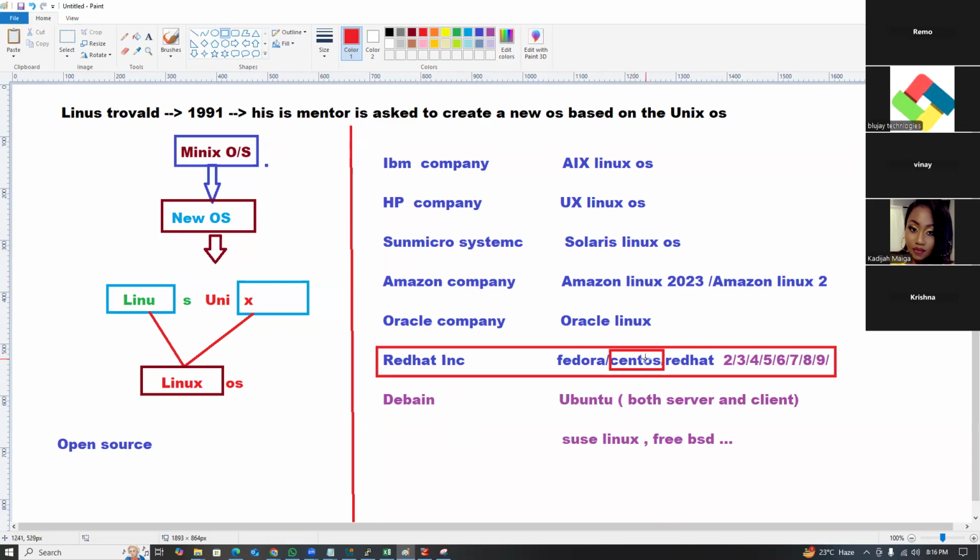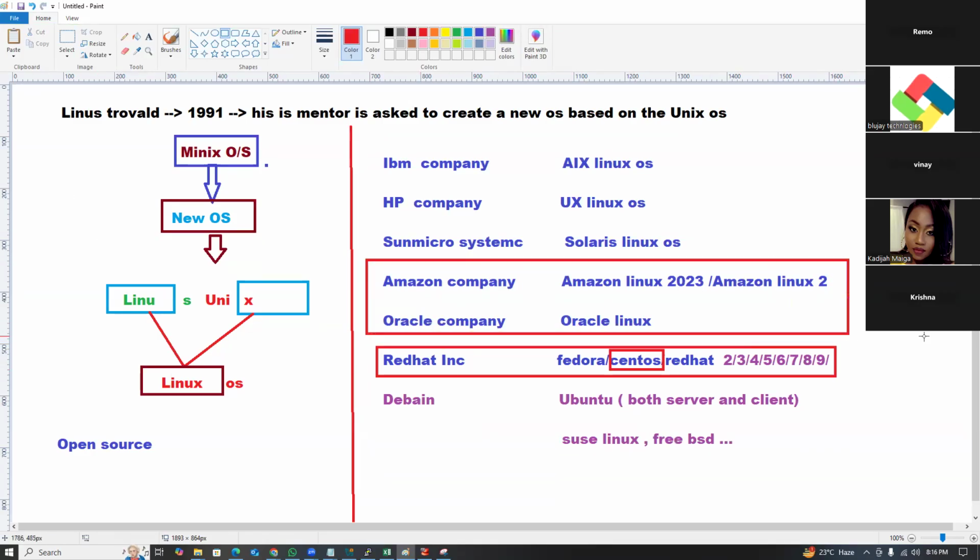CentOS is open source. That's the reason we are taking CentOS, and Amazon and Oracle Linux are the same, copy to copy. Whatever commands we execute here, the same commands will execute in Oracle Linux and Amazon Linux. If you learn any one OS, it will be easy to operate the other Linux OSs. The core functionality is the same, but the difference is the naming convention.